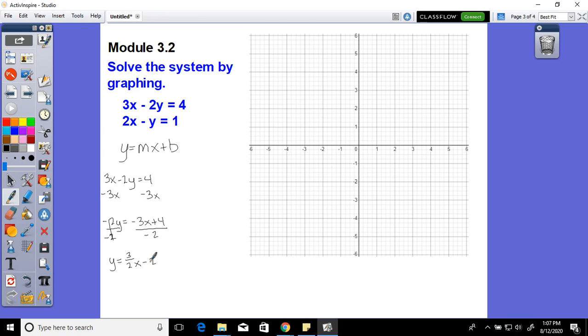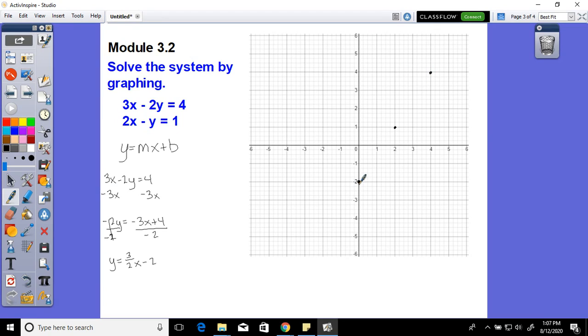Now remember, this is slope-intercept form. B is my y-intercept. M is my slope. So my y-intercept is at negative 2. And then from there, we'll go up 3, to the right 2. So 1, 2, 3, to the right 2.